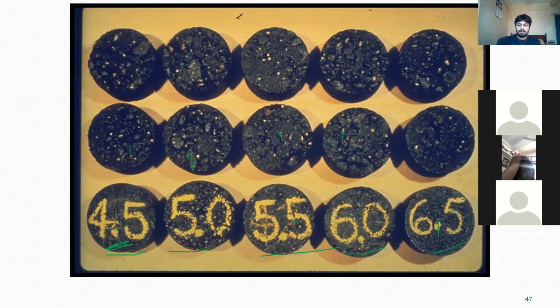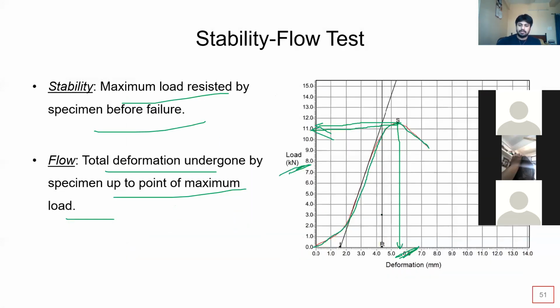The aggregate is of a constant type and the bitumen is of a constant type, so you have mixed bitumen in different amounts. But you cannot tell the contractor to use a range of 4.5 to 6.5. Of course, they will use 4.5 only because that will be profitable. So you have to give the exact amount, whether it is 5.7, 5.8 or 6.2. That is why we are doing the Marshall test.